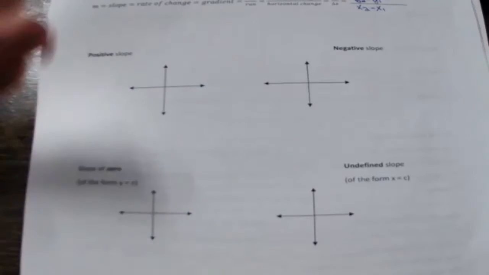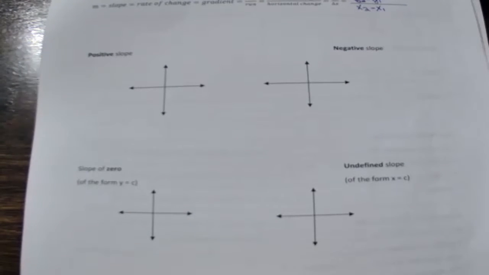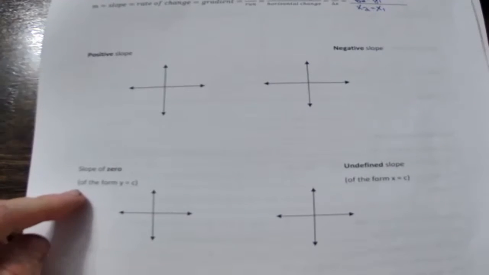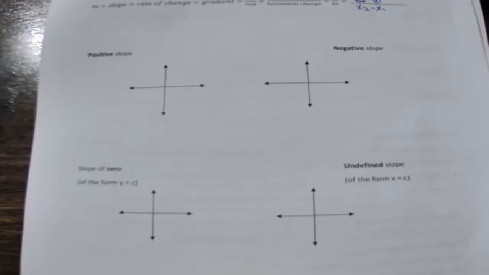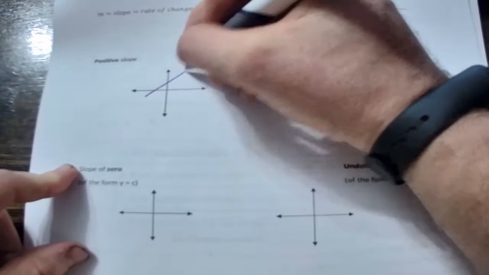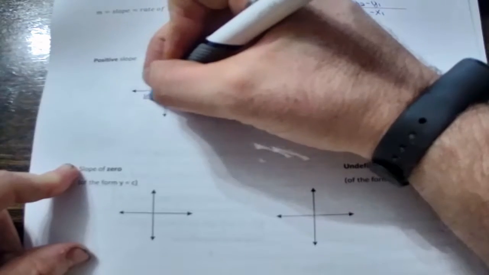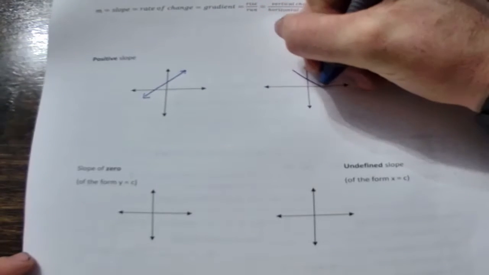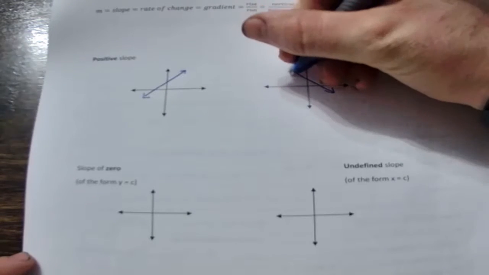So for the rest on this page, we're just trying to give you an example of what a positive slope, a negative slope, a slope of 0, and an undefined slope could look like. A positive slope would be a slope that as it goes to the right, it's getting bigger. So it could look something like this. A negative slope is one that's going to be going downwards. So it could look like this.